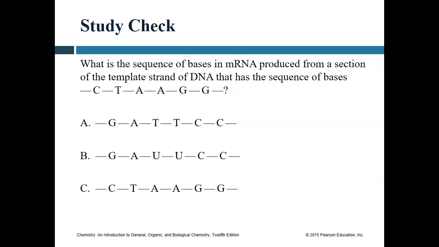Let's take a minute here and just kind of review what we've done so far. So here I have my DNA strand, and this particular strand is CTA-AGG. What would the complementary messenger RNA strand look like that would match this particular part of the genetic code?